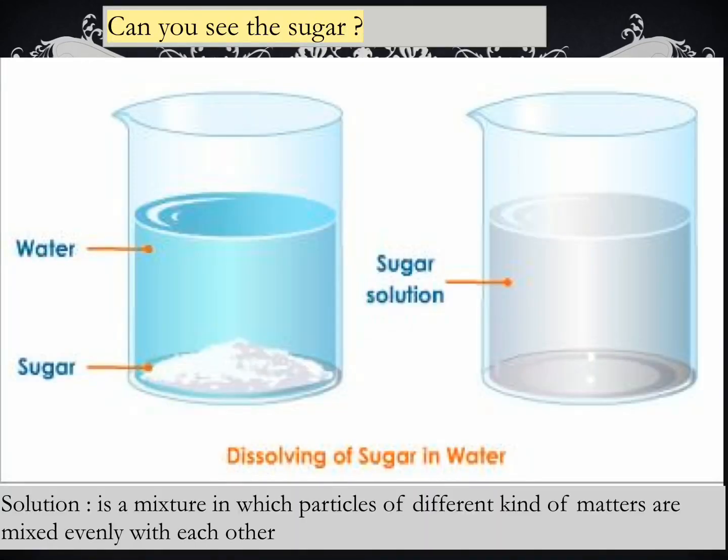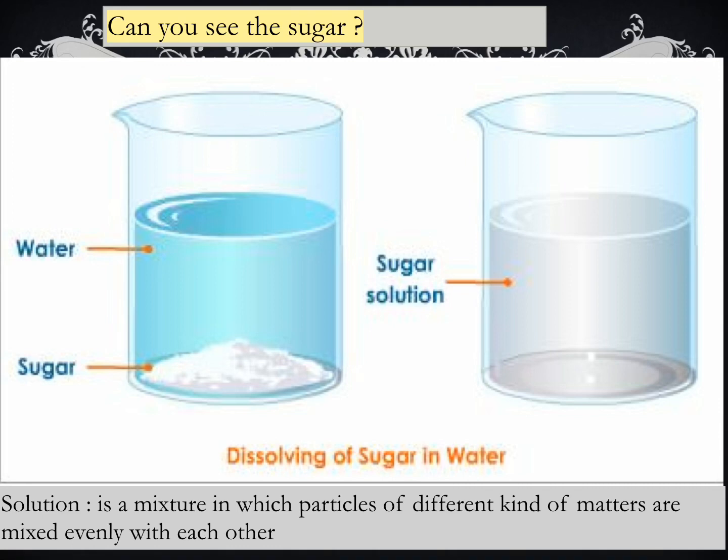Let me ask you a question. If you put a spoonful of solid sugar into a glass of liquid, let's say water, and you start stirring it, what will happen? The sugar seems to disappear, right? Can you see the sugar? No, you cannot. At the beginning, you will see the sugar at the bottom of your cup. Then after stirring, the sugar seems to disappear. Where did the sugar go? If you look at the glass, it contains a clear liquid.